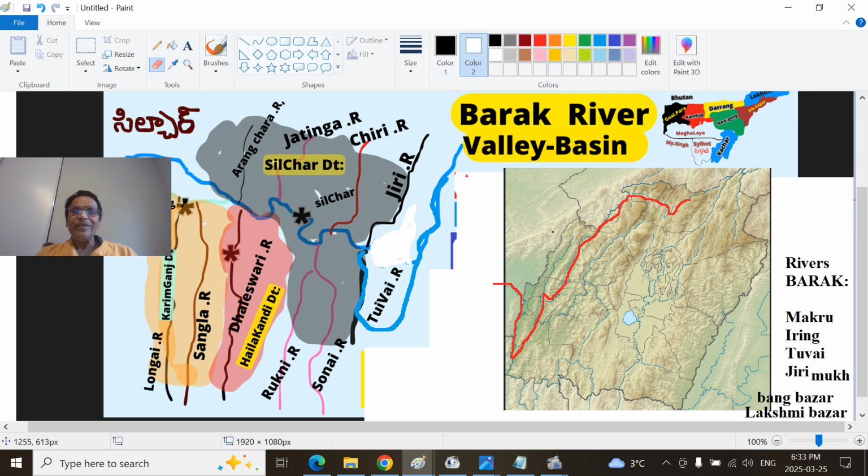This is the Jiri River. The place where it joins is the mouth, Mukh. This is the Tuivai River here. This is the tri-junction of Manipur and Silchar part of Assam. This is Mizoram. So the Tuivai Mukh is there, Jiri Mukh there. Okay, Lakhipur town will be somewhere here. That is part of the current Silchar district.